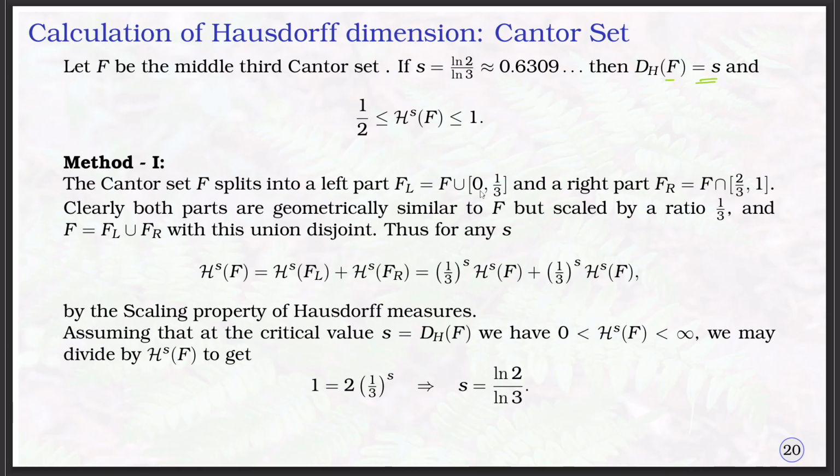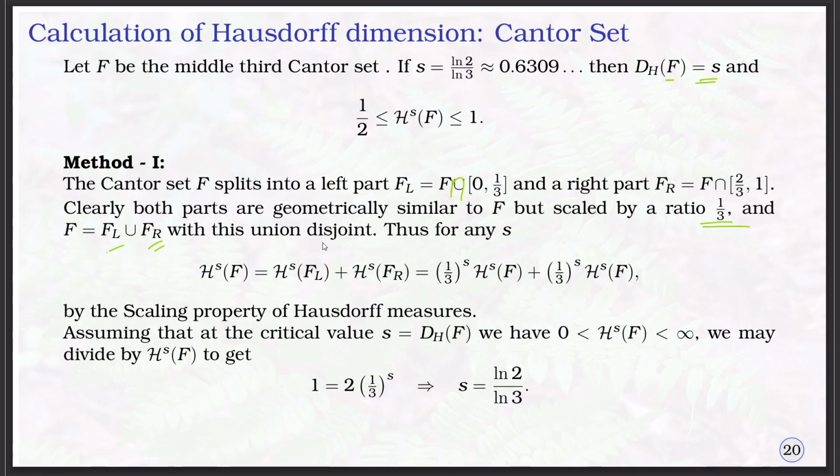The Cantor set F splits into a left part, F intersection the closed interval [0, 1/3], and a right part, F intersection the closed interval [2/3, 1]. Clearly both parts are geometrically similar to F, but scaled by the ratio 1/3, and F can be written as F_L union F_R, the left part union the right part.